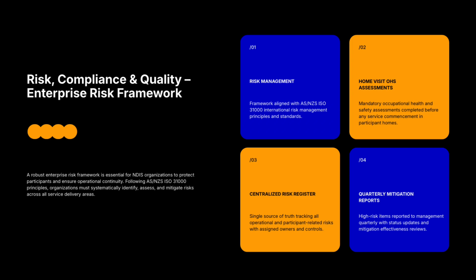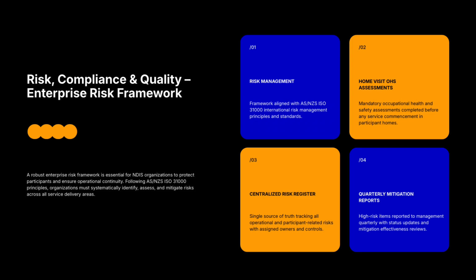At the service delivery level, clinical and environmental risks are evaluated before any worker enters a participant's home. A mandatory home visit OHS checklist must be completed to identify hazards such as environmental structural flaws, behavioral triggers, or medical care complexities. All identified hazards are logged within the centralized enterprise risk register, where they are assigned a risk rating score, clear mitigation controls, and a designated risk owner.